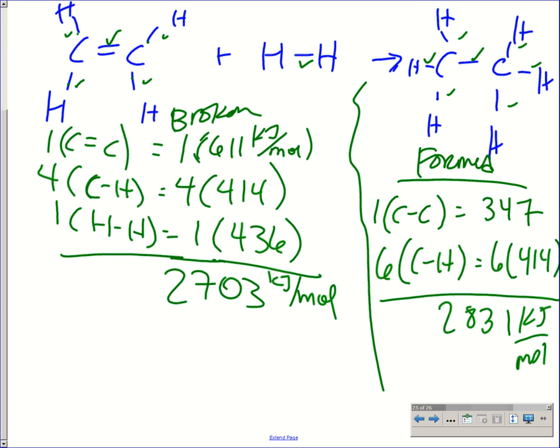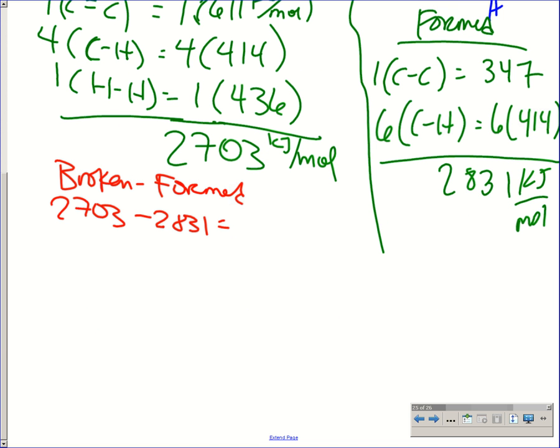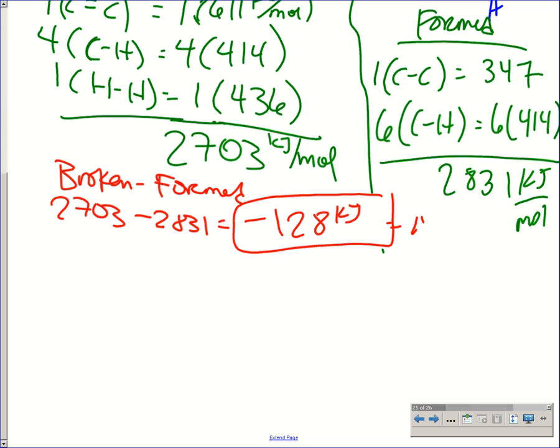Okay. So the bonds broken minus the bonds formed. The last step for us is just to subtract. So this is bonds broken minus bonds formed, which will be 2703 minus 2831. And that is negative 128 kilojoules per mole. Actually, the moles have already canceled, so I'm not going to write the moles, because when we did this whole multiplication process, we're doing it per bond, so we're essentially per mole if you equate with Avogadro's number. So this is the delta H of reaction. We are done.